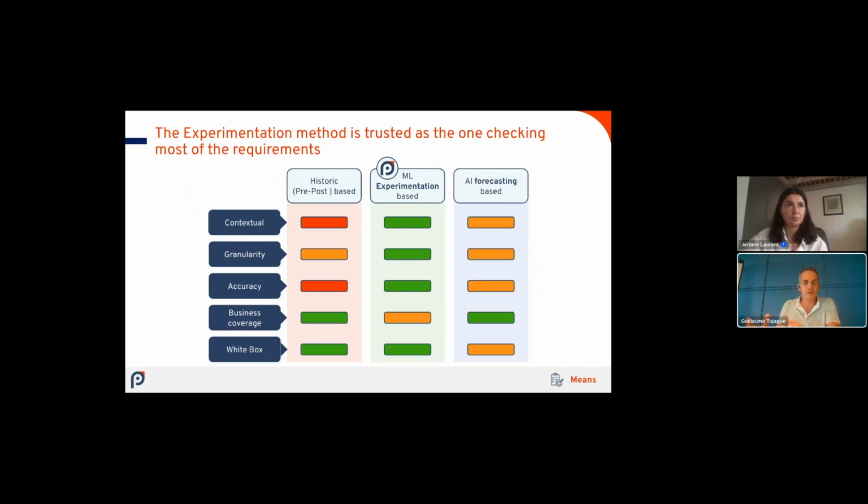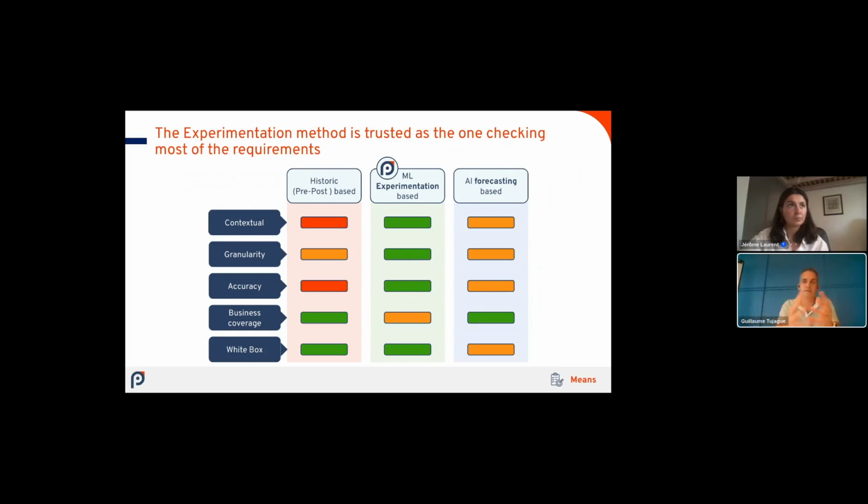That's why, in order to measure the impact, most of the different use cases that exist, most of the people are considering that the experimentation method is the method trusted as the one checking most of the requirements. The experimentation method consists simply in saying, I'm going to expose a given scope to my price change, and there will be another which I'm not going to expose my price change. This second scope is called the control group.